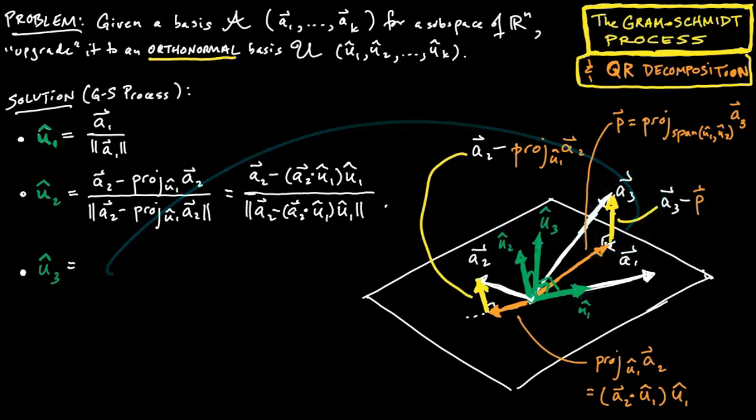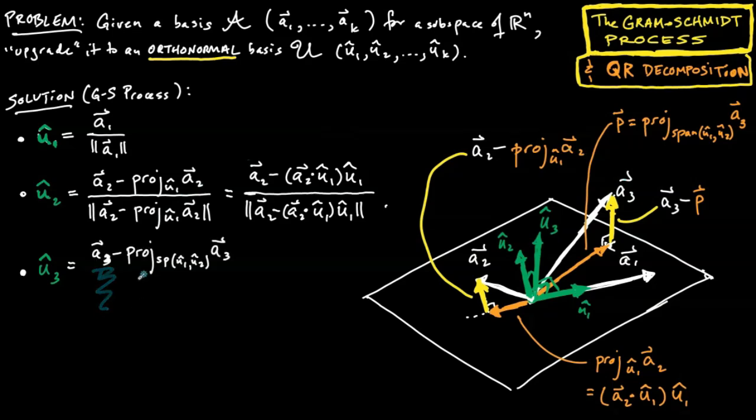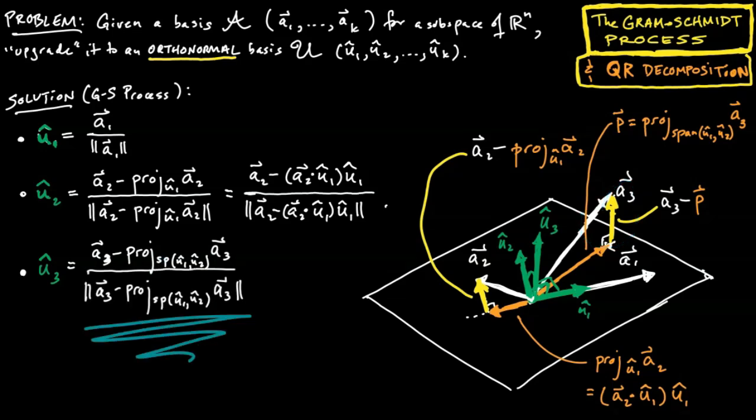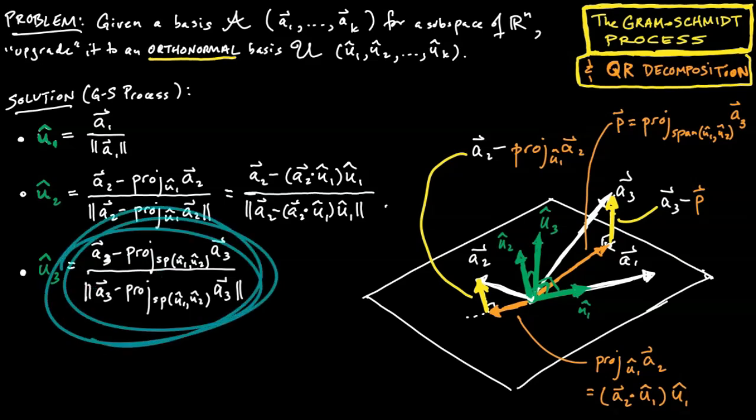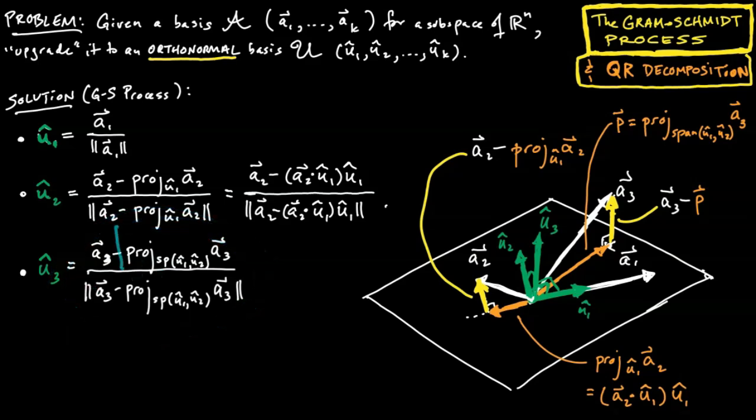So to write down an expression for it, we could do it in a few different ways. We could say that it is A3 minus the projection of A3 onto the span of U1 and U2. That gives us the right direction, but to get the right length, we need to normalize, divide by its own length. And of course, if we wished, we could rewrite this stuff, expand it out, using what we know about projections from the previous video.